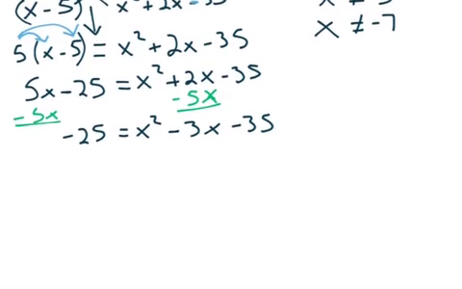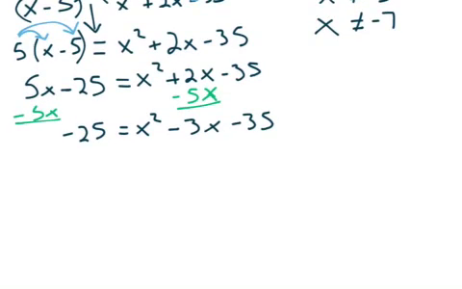Okay. Now I'm going to do the same thing for this negative 25. I want to get rid of it. So I'm going to add 25, and I'm going to add 25 to its constant on the other side. Now, I have my 0 over here now.